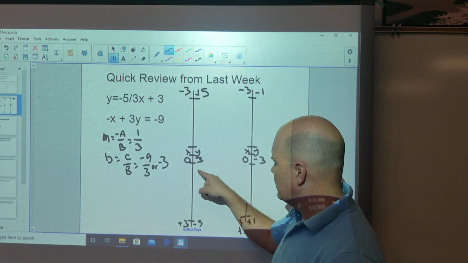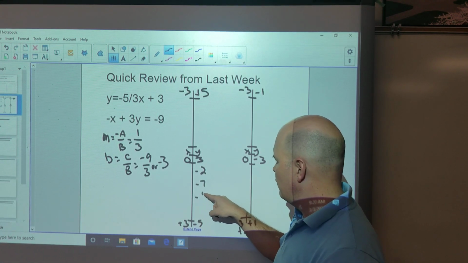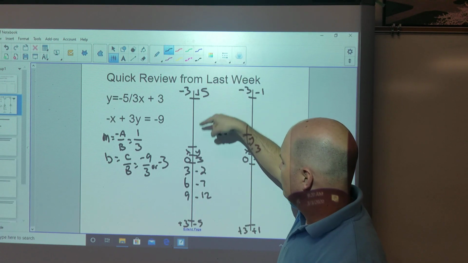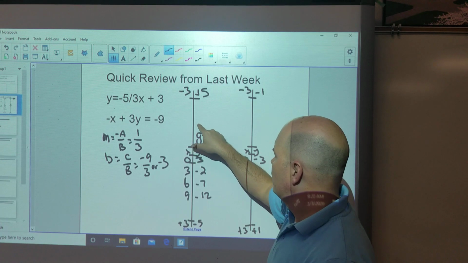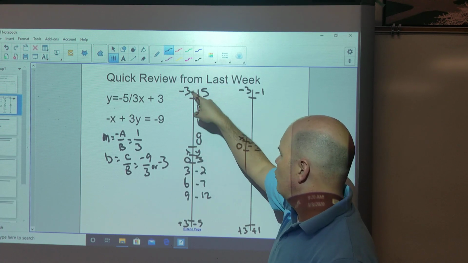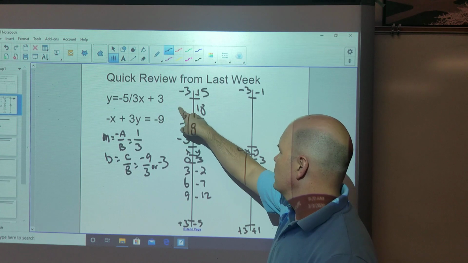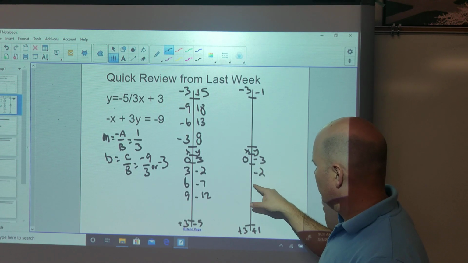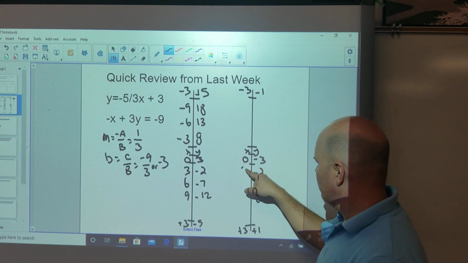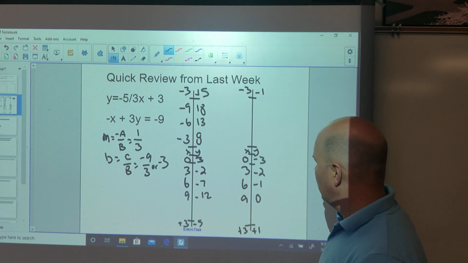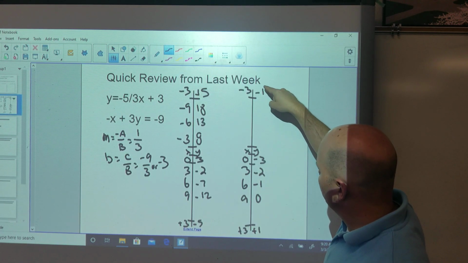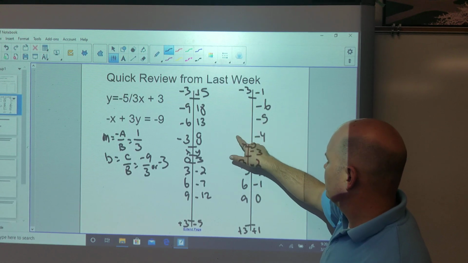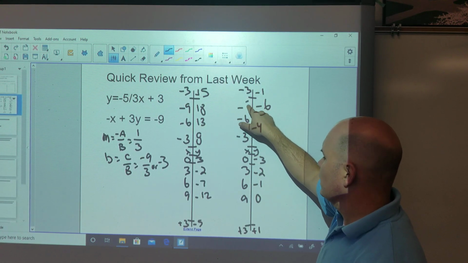3 minus 5 is -2, -7, -12, 3, 6, 9. Going this way, it'd be 3 plus 5 is 8, 13, 18. 0 minus 3 is -3, -6, -9. Going down here, -3 plus 1 is -2, -1, 0. This would be 3, 6, that would be 9. Going backwards here, -3 minus 1 is -4, -5, -6. 0 minus 3 is -3, -6, -9.